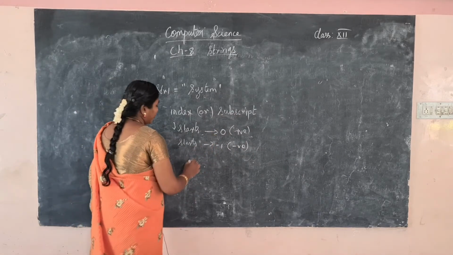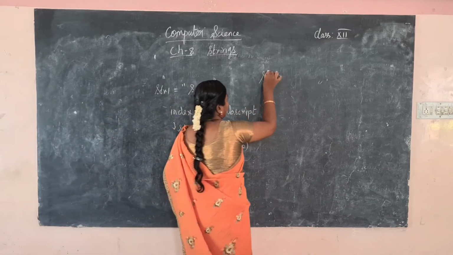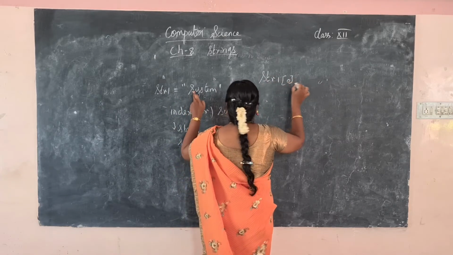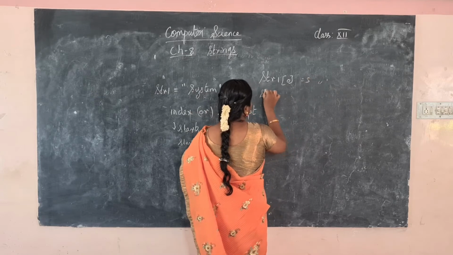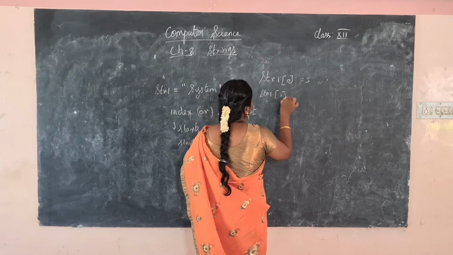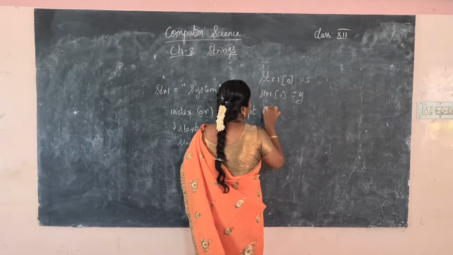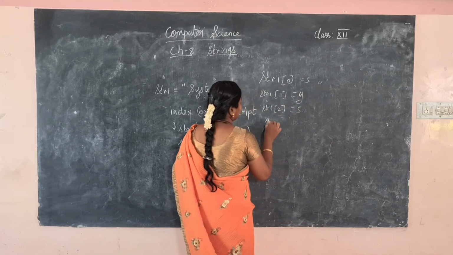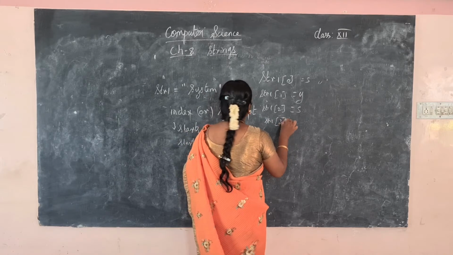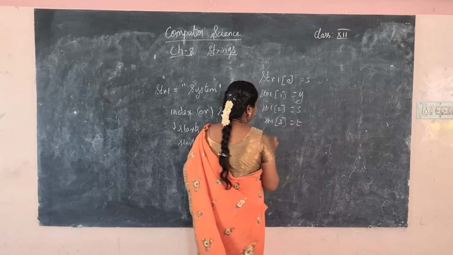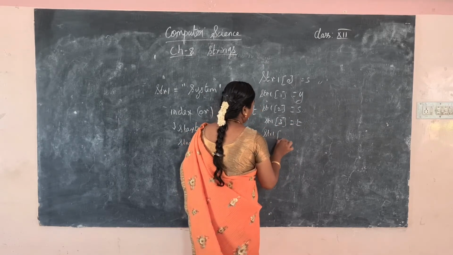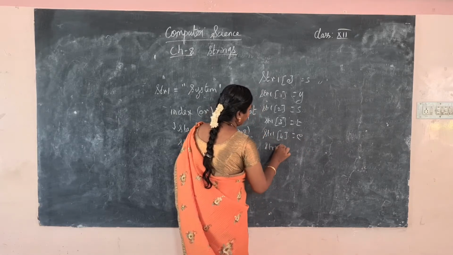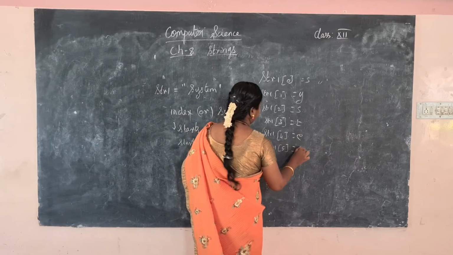So how this is saved: string1 of 0 is S, string1 of 1 is Y, string1 of 2 is S, string1 of 3 is T, string1 of 4 is E, and string1 of 5 is M.